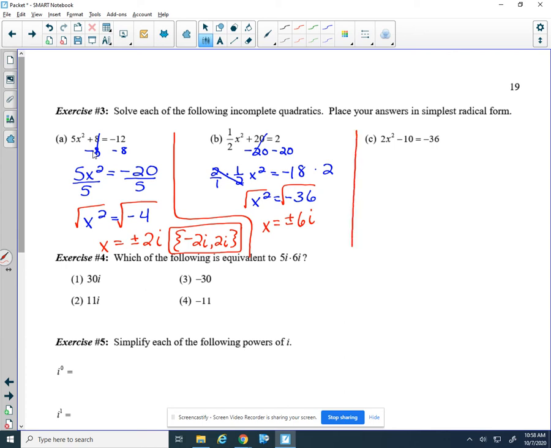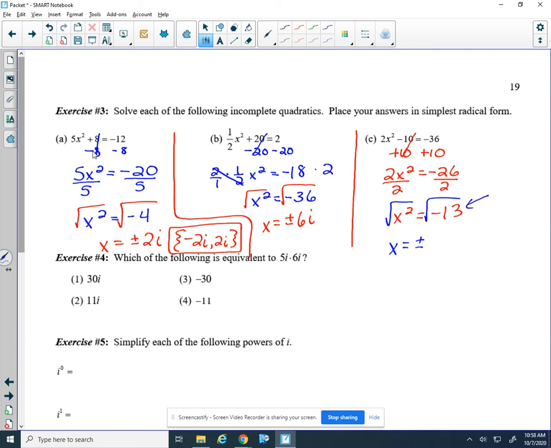So on our last one, we need to move a 10 over. And divide by 2. And then we take the square root. Now it's super common to write 13i here, plus or minus 13i. Reason being is, we had these answers where we had a 2i and a 6i, but 13 is not a perfect square. So we're still going to have our plus or minus, but then just the i comes out.